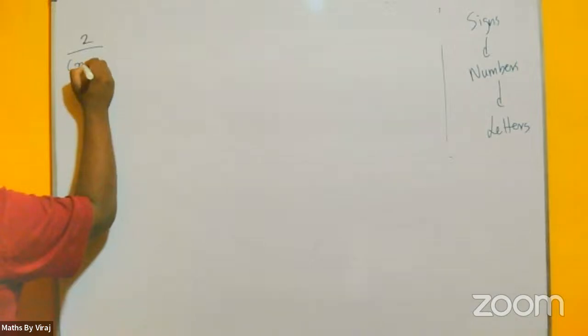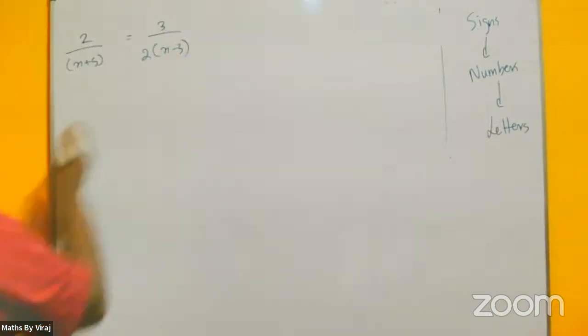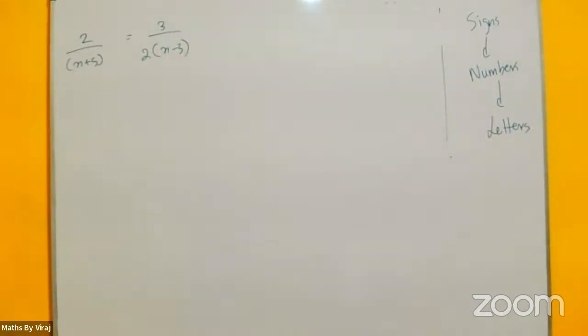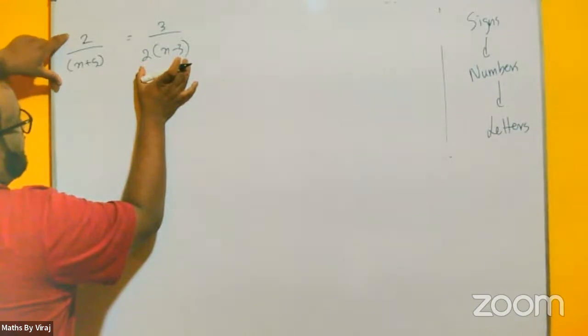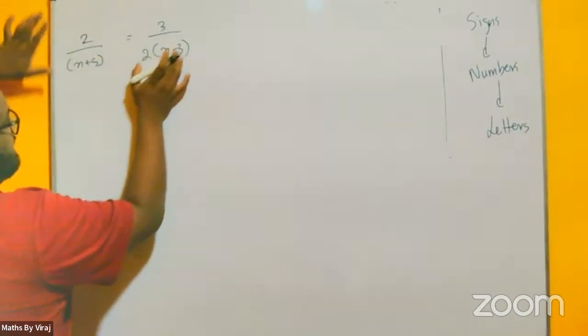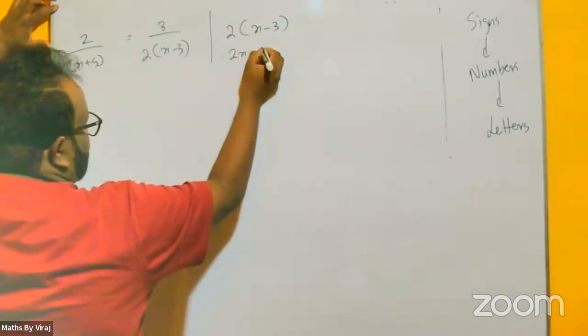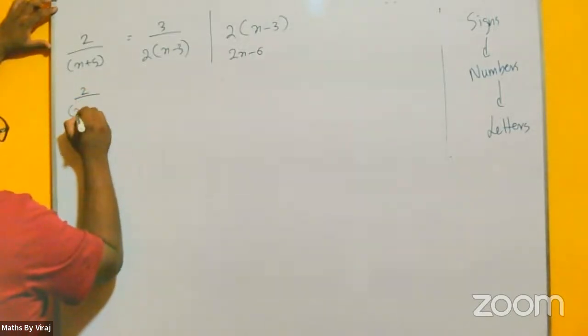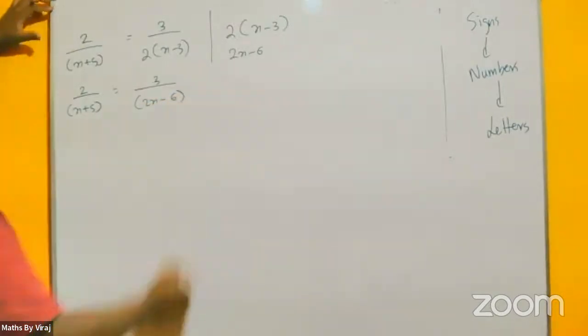2 upon x plus 5, 3 upon 2 times x minus 3. These are the examples that you get in your grade 10 textbook, children. Let's solve this sum first. What do you have here? You can either expand it here and take it over or the other way around, but still we will expand it. What is 2 times x minus 3? 2x minus 6. So we write 2 over x plus 5, 3 over 2x minus 6 within brackets as such.